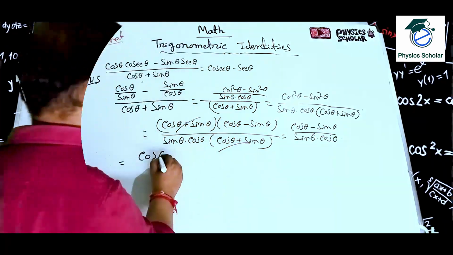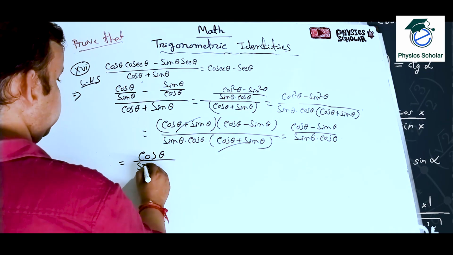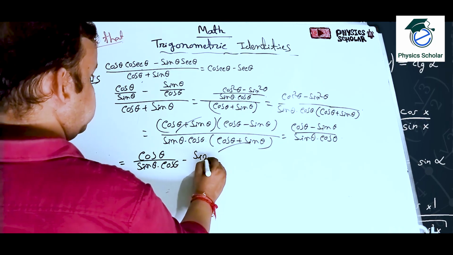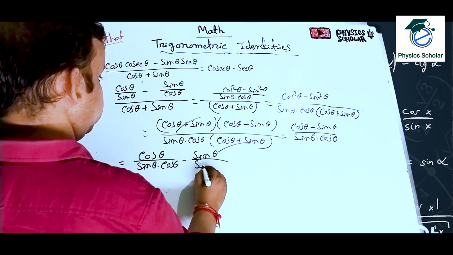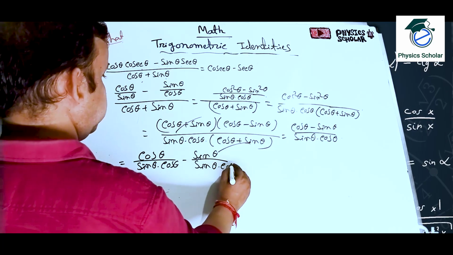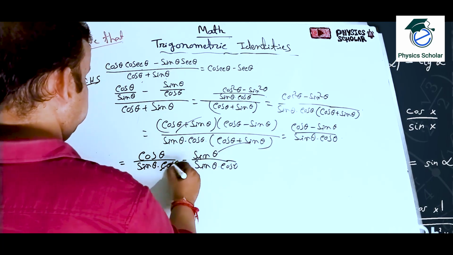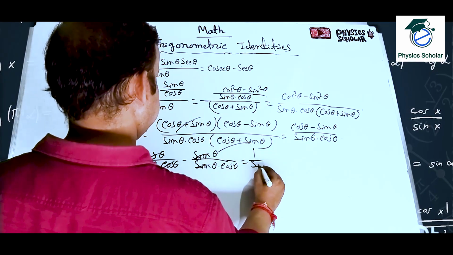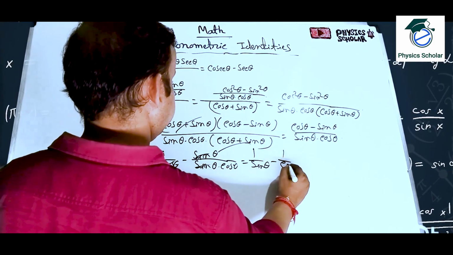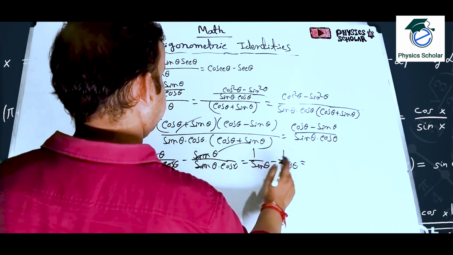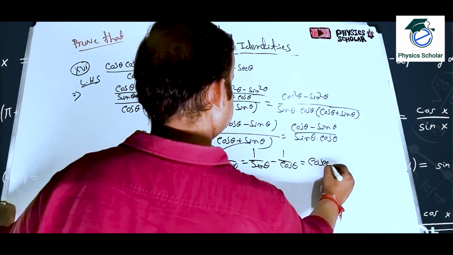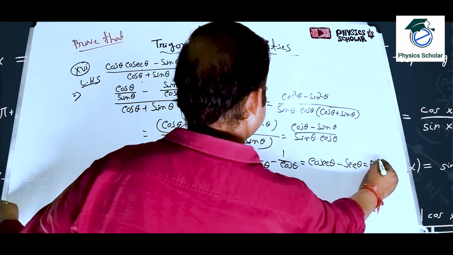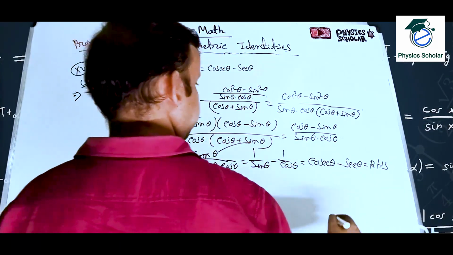Now how can we write? Cos theta divided by sin theta into cos theta minus sin theta divided by sin theta into cos theta. Clear? So this will be cancelled and this will be cancelled. Therefore 1 by sin theta minus 1 by cos theta. So 1 by sin theta means cosec theta minus sec theta is equal to RHS. Okay, proved.